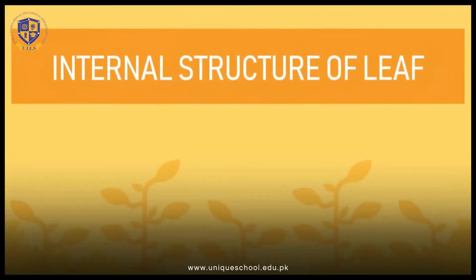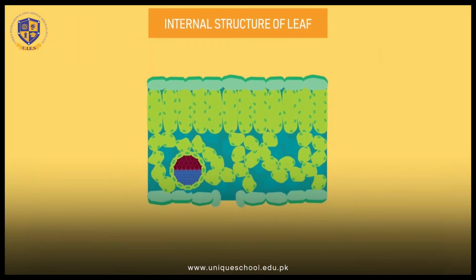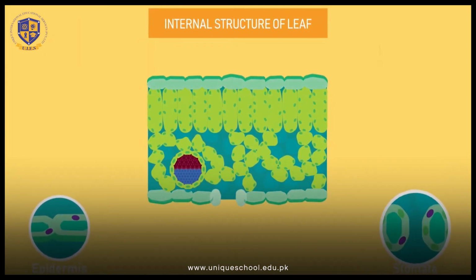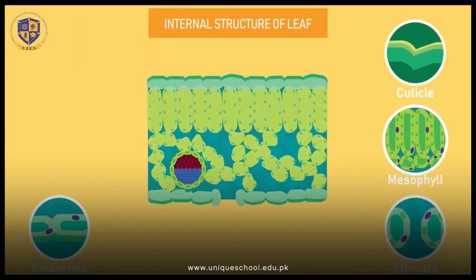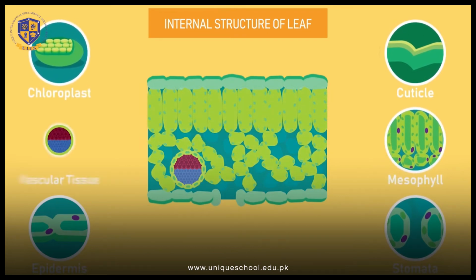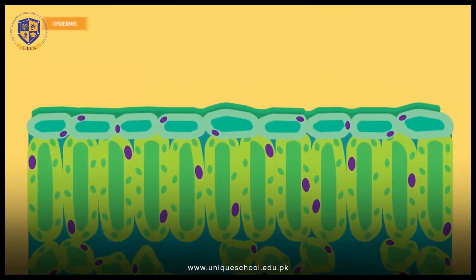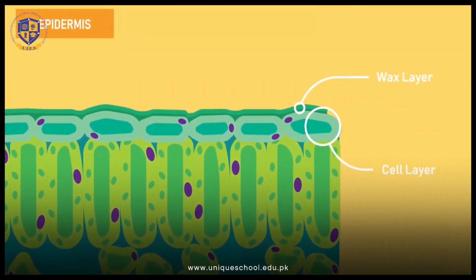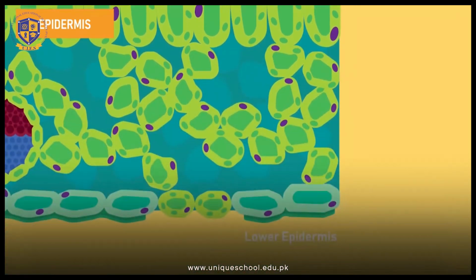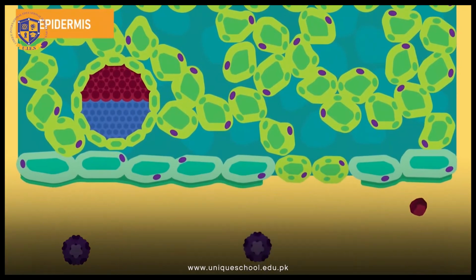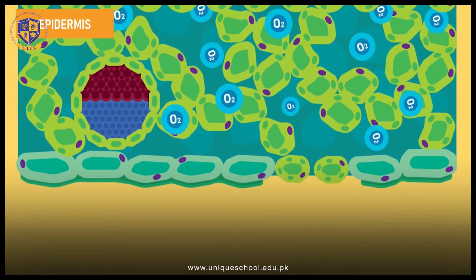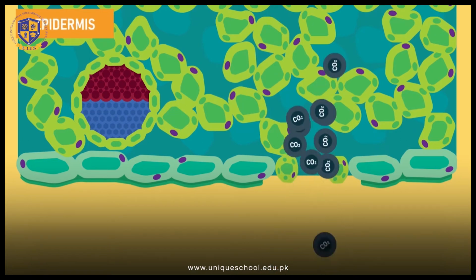Internal structure of leaf. The internal structure of leaf consists of epidermis, stomata, cuticle, mesophyll, chloroplast, vascular tissue. Now let's have a deeper insight of these parts. Epidermis. The outermost cell layer of the leaf is known as the epidermis. It is one cell thick in most plants. It is divided into two, upper and lower epidermis. The function of epidermis is to provide protection to internal tissues and allow the exchange of gases via stomata.